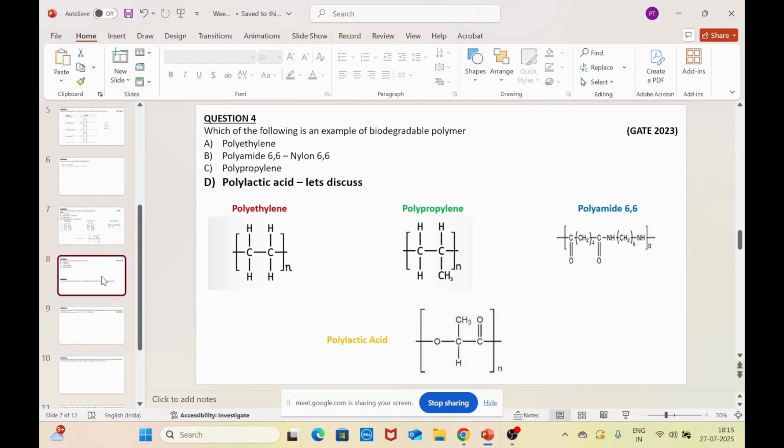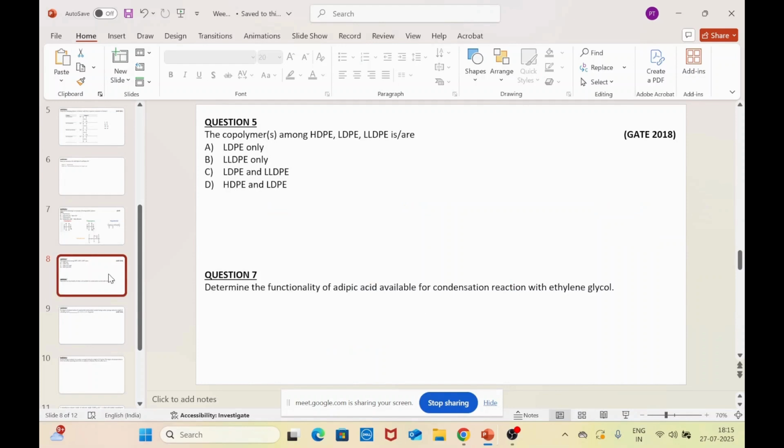So let's move on. First, let's do question number 7, and then move to question number 6, and then question number 5. I want question number 6 to be done first before we move to question number 5. Determine the functionality of adipic acid. I hope everybody knows what adipic acid is. Determine the functionality of adipic acid available for condensation reaction with ethylene glycol.